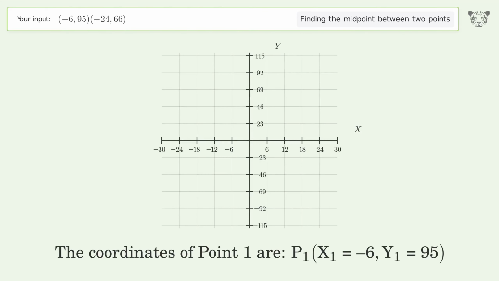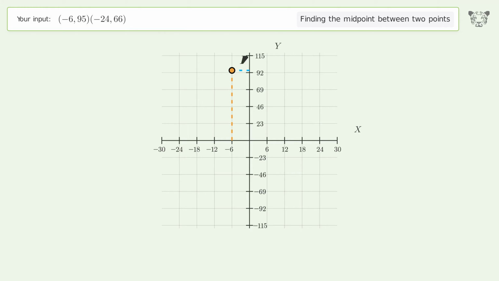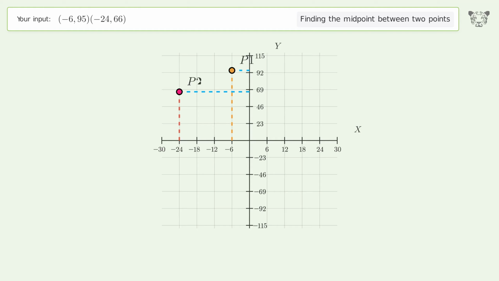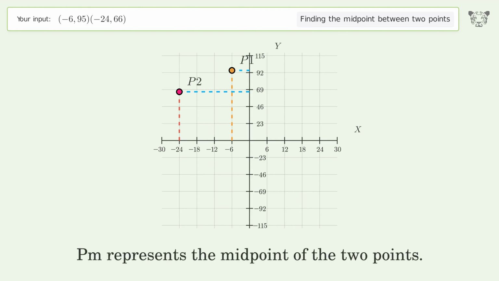The coordinates of point 1 are x1 equals -6, y1 equals 95. The coordinates of point 2 are x2 equals -24, y2 equals 66. PM represents the midpoint of the 2 points.